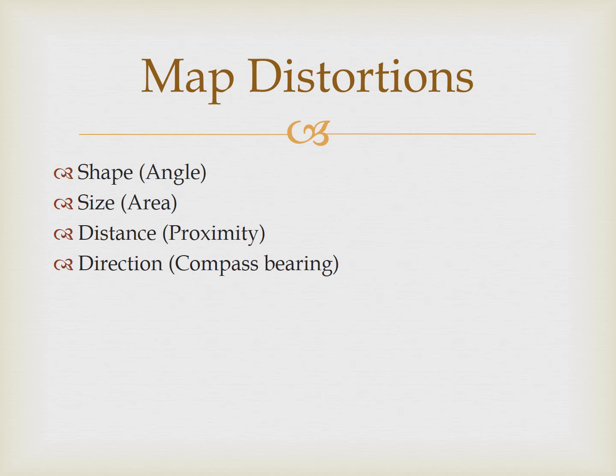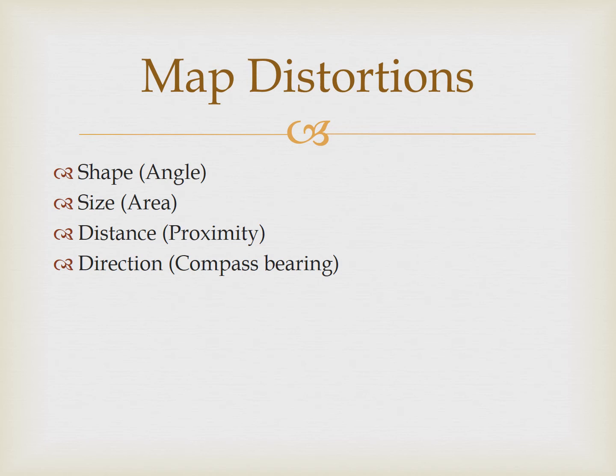All right? So those 4 types of distortions that we've been referring to are shape or angle, size or area, and notice that the 2 S distortions, shape and size, have synonyms that both start with A, angle and area. That's one way that I remember them. Then you have distance or proximity, and you have direction. Sometimes this is referred to as compass bearing.